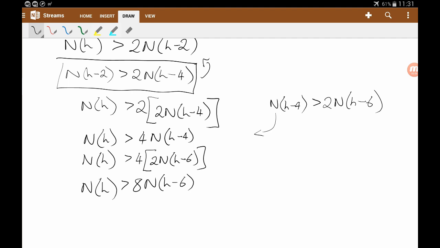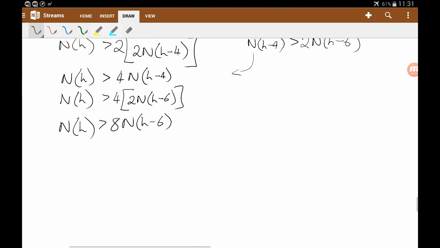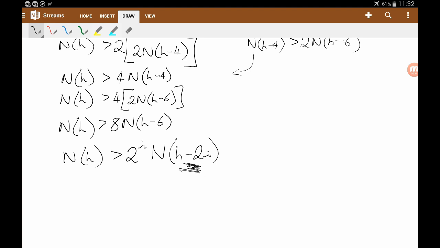So on each of these lines, what we can see is that we're saying that n of h is greater than 2 to the power of some number i, and n of h minus 2i. So the question then becomes: how many times can we subtract 2i from h? Well, let's have a look.